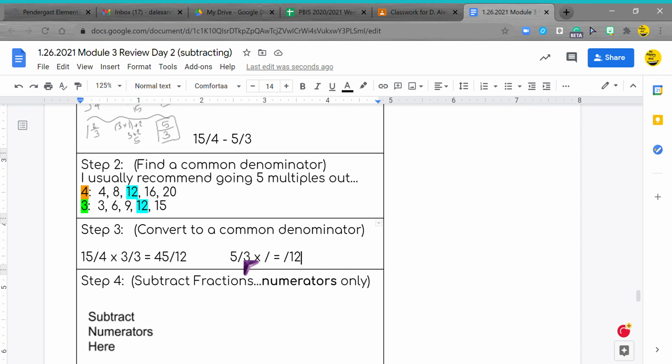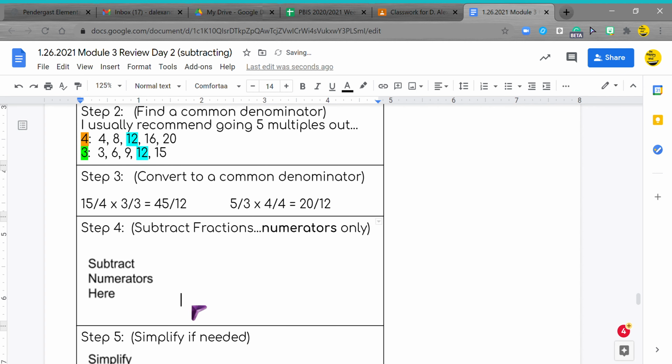And now we have 3 times what's 12? Correct. It is 4, you guys. Yes, do the bottom, do the top. 4 times 5. Yes, great job. Now I'm going to go 45 twelfths minus 20 twelfths equals some number over 12.